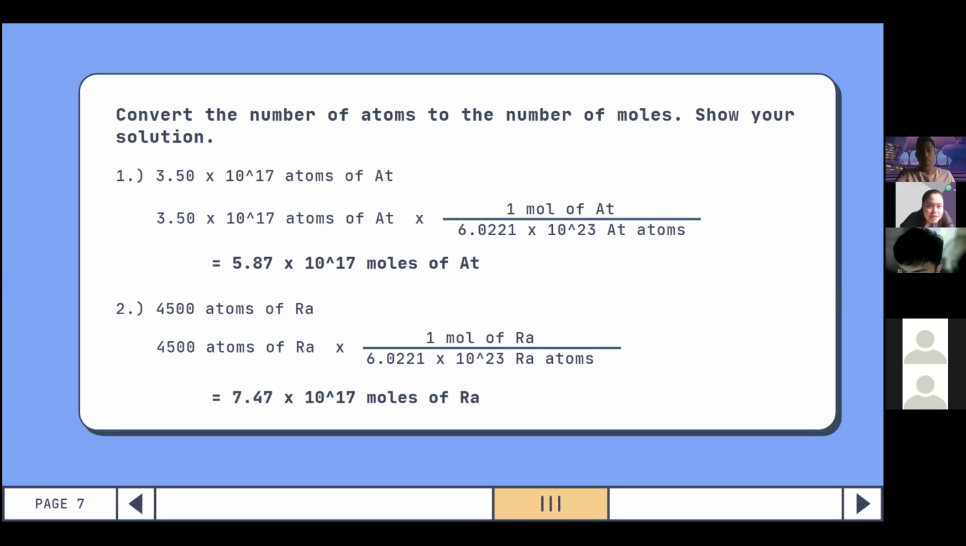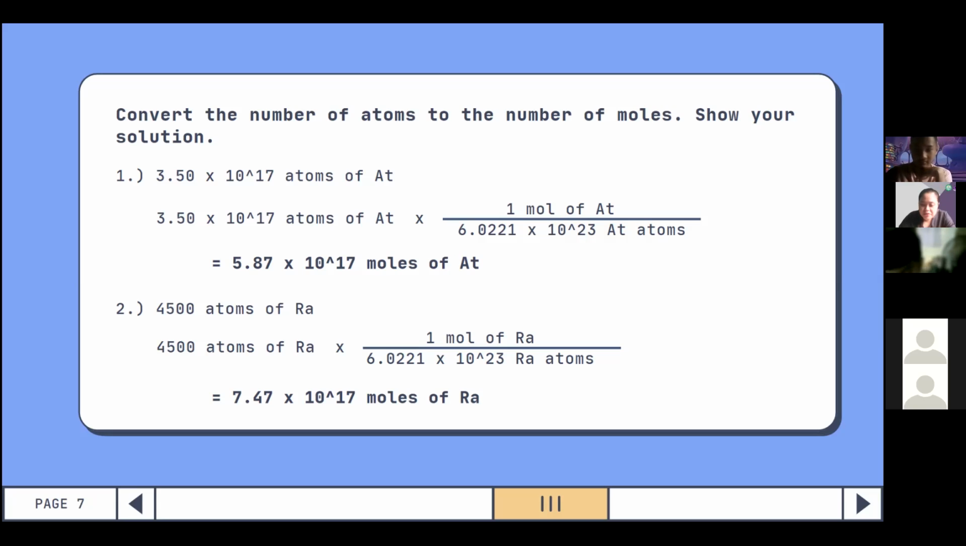So just like for the first part, i-convert natin yung number of atoms sa number of moles by simply using the conversion factor na again ang isang mole ng substance is equivalent to 6.0221 times 10 raised to the power of 23 atoms. So let's check the answers of the reporters. And I hope also yung mga non-reporters also got the correct answer here. So the given is 3.50 times 10 raised to the power of 17 atoms of astatine. Let's check how many moles will that be.